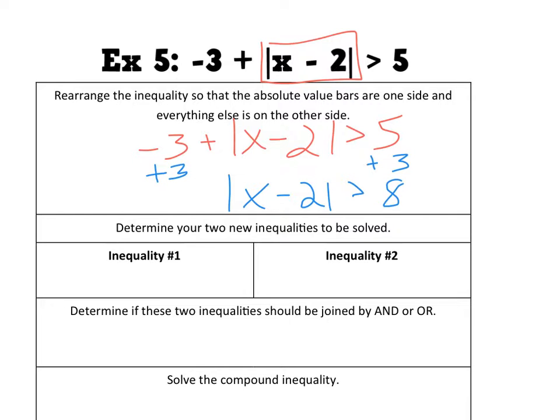Now I can write my two inequalities. The first one just involves dropping your absolute value, so x minus 2 is greater than 8. The second one keeps the left side the same, x minus 2, flips the inequality to less than, and changes your sign, negative 8. Since I started with a greater than, these are connected with or.